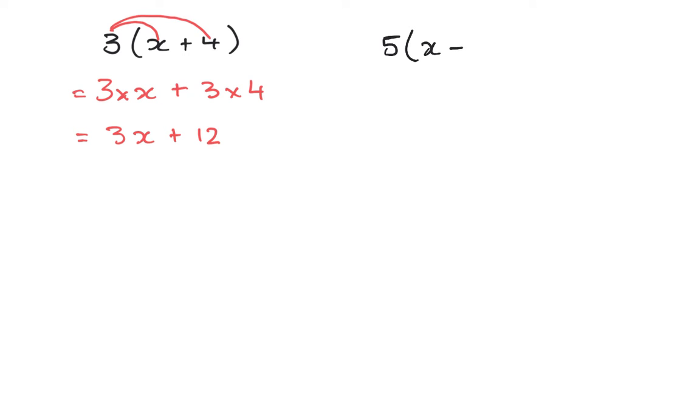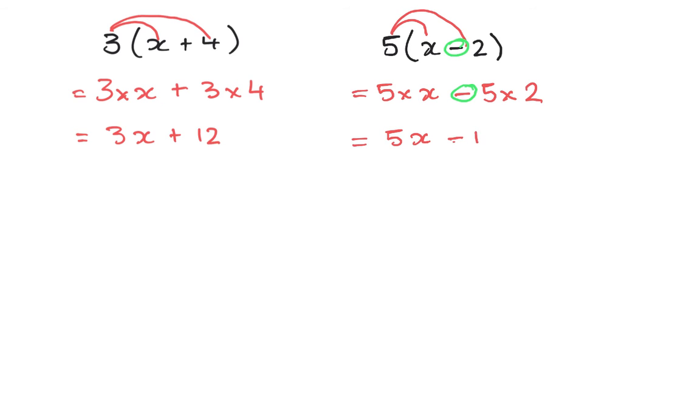Five bracket x minus 2. 5 lots of x. And then 5 lots of negative 2. So that negative sign's really important. And then simplifying that, we'll get 5x minus 10.